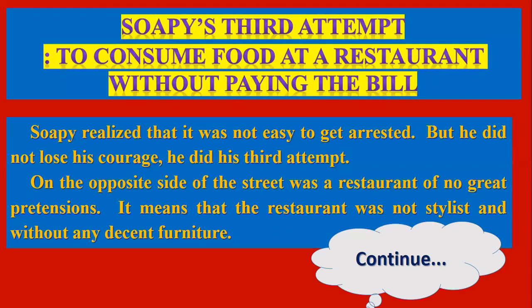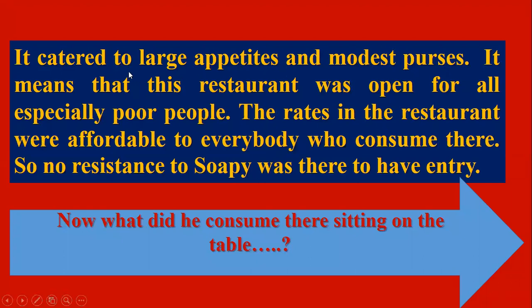Obviously, the restaurant was for customers like Sophie, poor customers, and therefore this restaurant did not pose any challenge for Sophie's entry. It catered to large appetites and modest purses. It means that this restaurant was open for all, especially poor people. The rates were affordable to everybody. So there was no resistance to Sophie's entry, and without any challenge, he entered the restaurant.